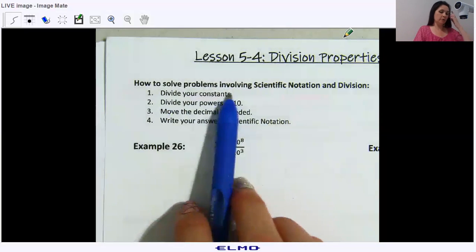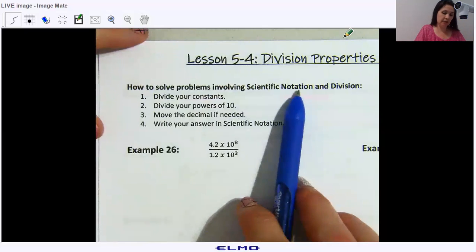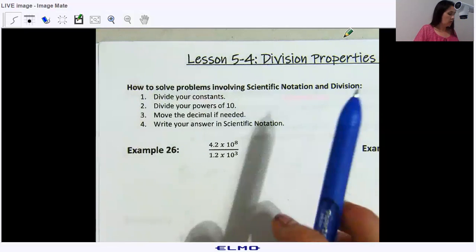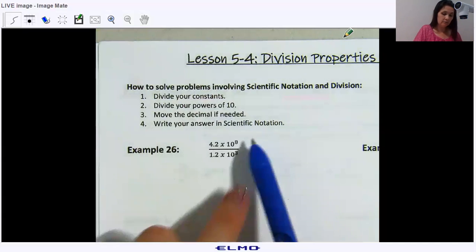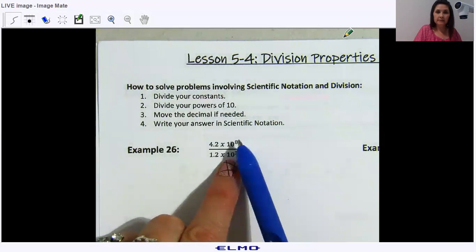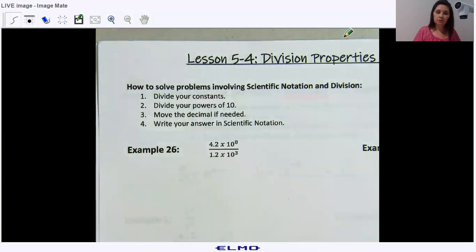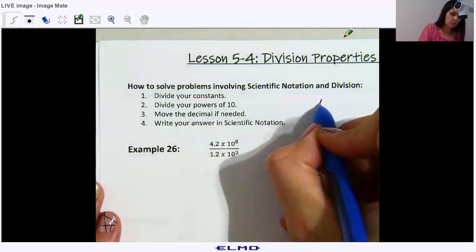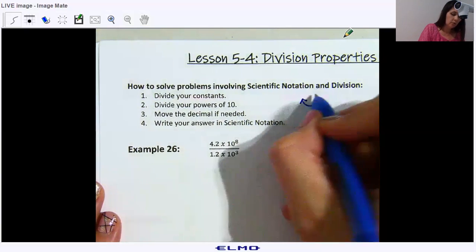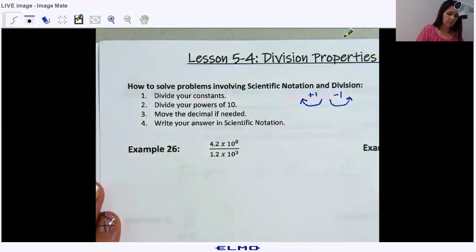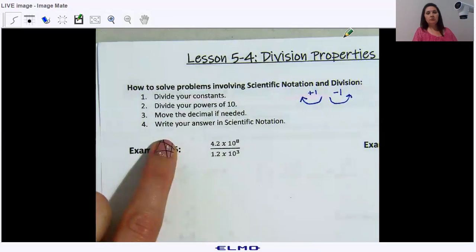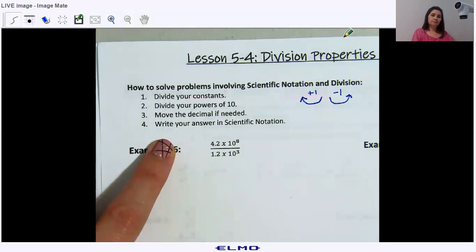Okay, how to solve problems involving scientific notation and division. So you want to divide your constants and then divide your powers of 10, meaning you're going to be subtracting the exponents. Then you'll move your decimal if you need to. Remember, when you move your decimal to the left, you are adding 1. When you move it to the right, you are subtracting 1. And then write your answer in scientific notation.